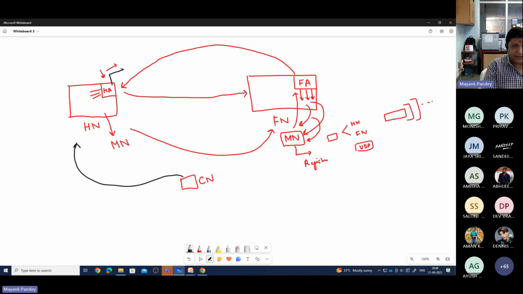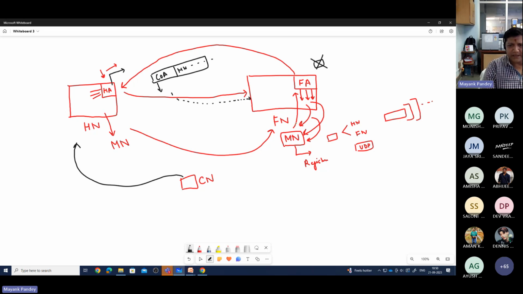the home agent will intercept this packet and create another packet where the outer header would be the care of address, and the inner header has the mobile node address and so on. And now this packet will be routed using the outer header towards the foreign network. At the foreign agent, the tunnel is broken, and the tunnel outer header will be removed.